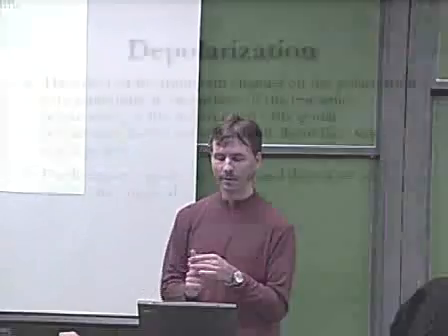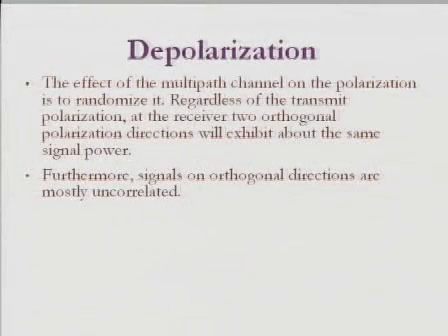So the answer is that the channel completely randomizes the polarization, the multipath channel. So at the receiver, we're going to find just about as much power in the vertical or in the horizontal directions. Not only that, we'll have about the same power in all directions, regardless of which was the original polarization. We'll take any directions that are perpendicular. We'll find the same power on both, and those signals are going to be pretty much uncorrelated.